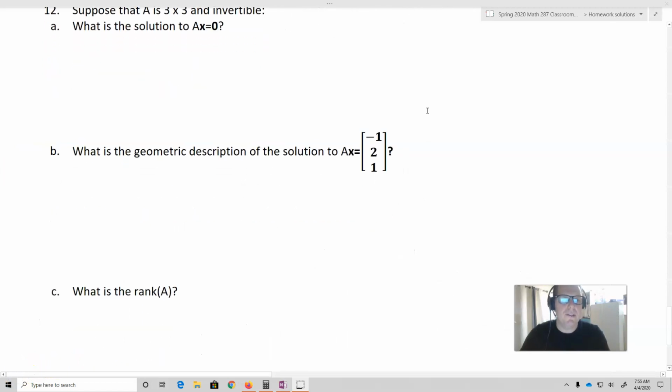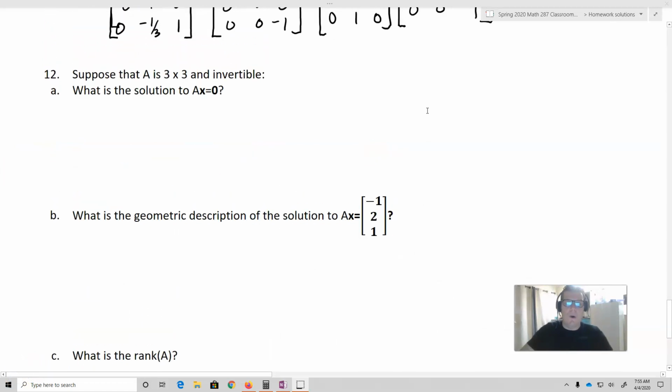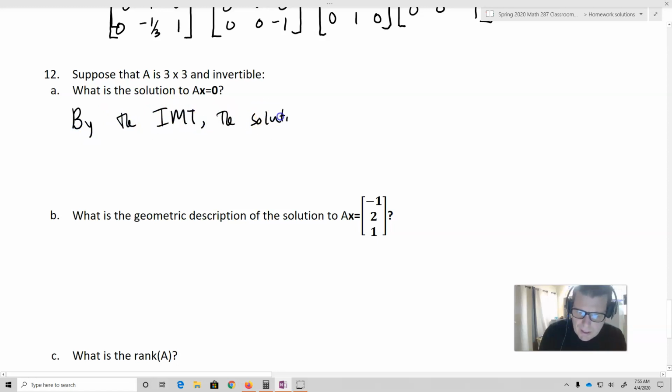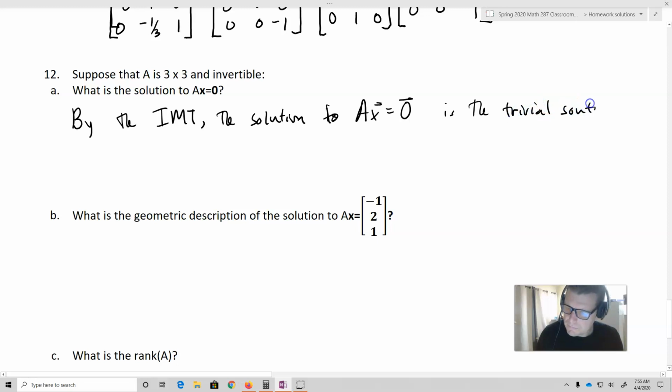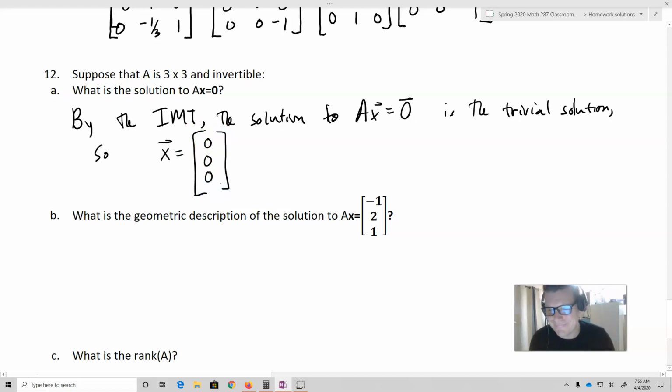So let's look at number 12. Suppose that A is 3 by 3 and invertible. What is the solution to AX equals 0? Since A is invertible, by the invertible matrix theorem, the solution to AX equals 0 is the trivial solution. So X equals 0, 0, 0, right? It's three-dimensional, it's in R3. So there it is.